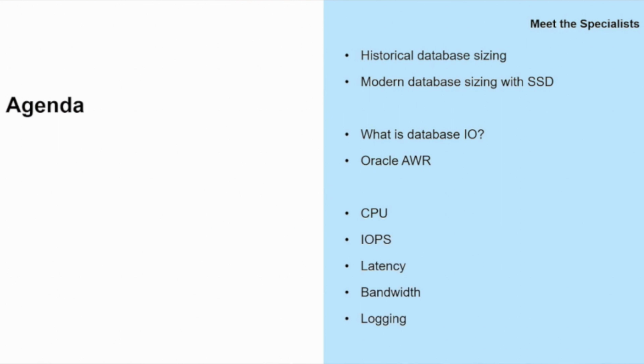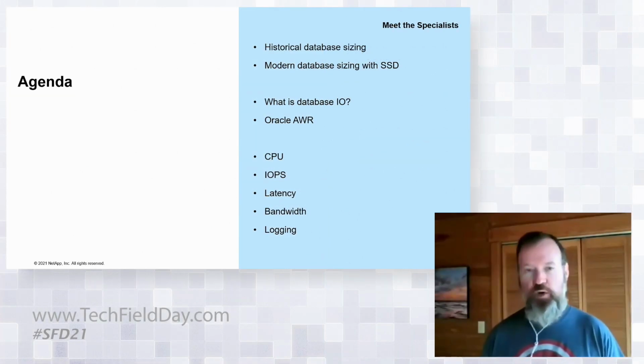So just a real quick agenda of the things I'll be covering. First, a few words on historical database sizing, and then modern database sizing with SSDs, an overview of what is database I/O, and then the Oracle AWR report and why we love these so much. And the reason is really that it tells you everything. And then the common bottlenecks that you have in an IT infrastructure like CPU, IOPS, latency, bandwidth, and the all-important logging. And I'll say it one last time, a lot of this really is Oracle-centric. I'm using Oracle technology, but the principles absolutely apply to any relational database, and they apply to most IT workloads.